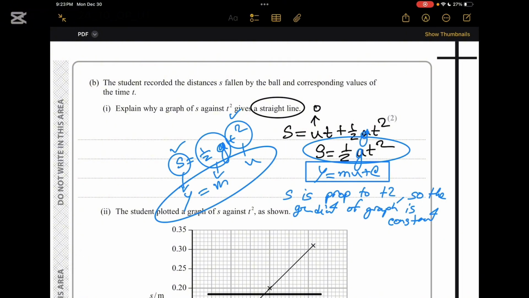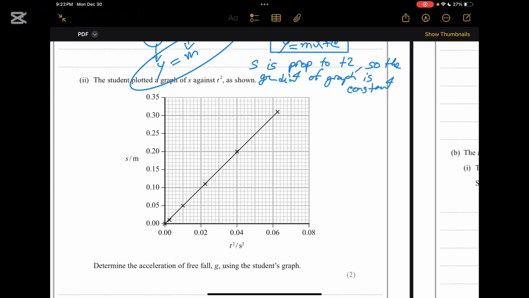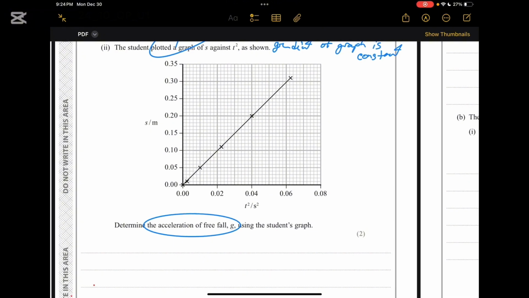All right, so let's move forward to question number 2. In this part, they have said a student plotted a graph of s against t squared as shown. It is a straight line and it is directly proportional. That's why the gradient has been given like this. They have asked us to find the acceleration of free fall. So how will we find it? We know the formula was s equals half at squared, and this is our y equals mx.